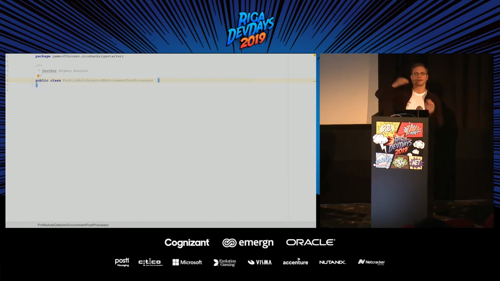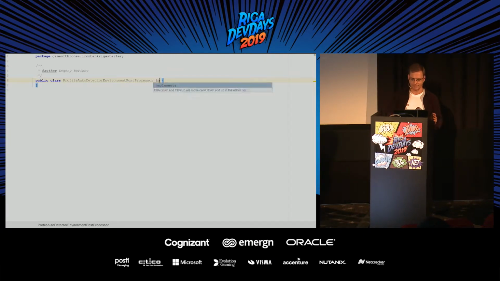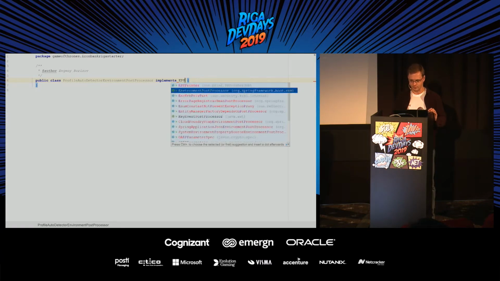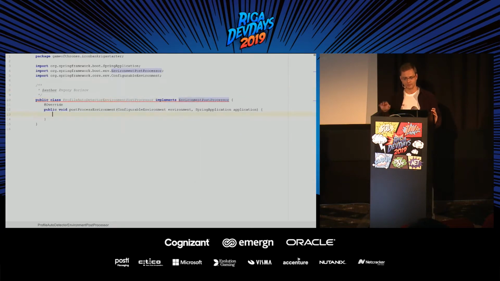Never economize the length of the name of an infrastructure class. It can cause a lot of problems if you do that. Implement EnvironmentPostProcessor, and the method I should implement is called postProcessEnvironment. As you can see, I have the environment object and the Spring application.